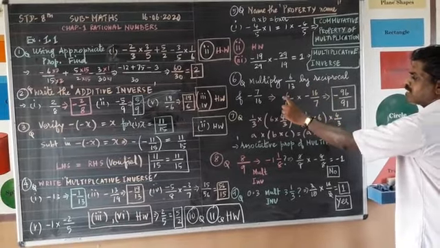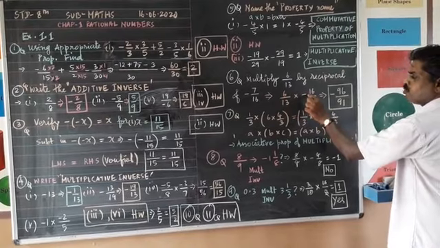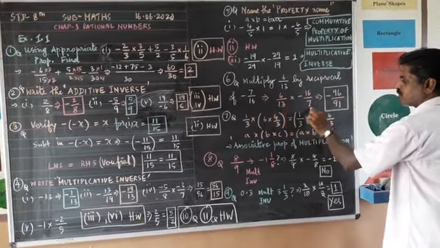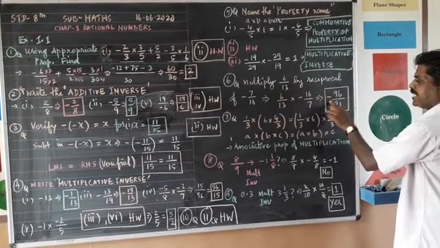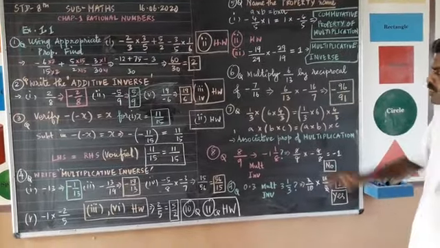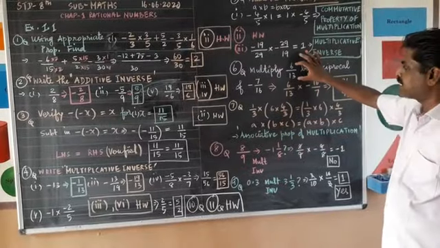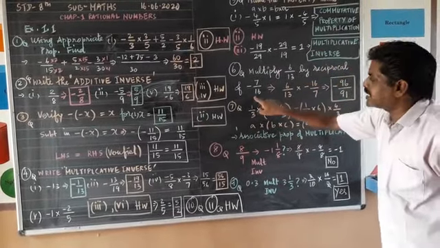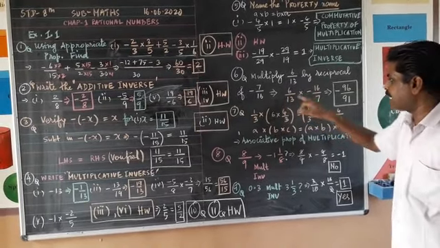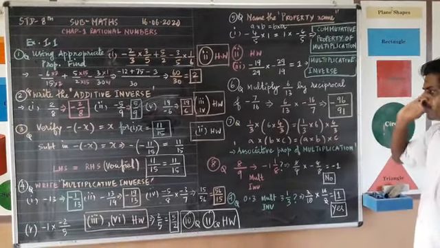Directly multiply. 6 into minus 16, minus 96. And 13 into 7, 91. So your answer is minus 96 upon 91. That is your answer. Multiply, the statement you have to understand: multiply this number by reciprocal of the second number. So first number as it is I have written, second number with the same sign, inverting the number I have written, calculated the answer. Alright?